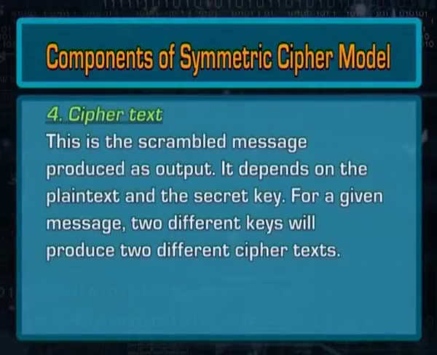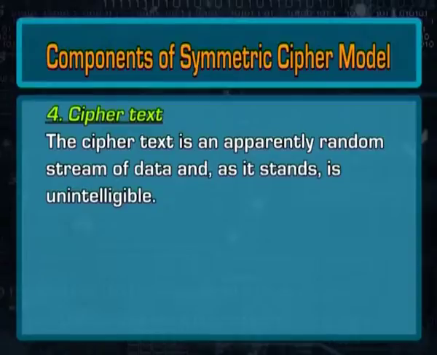The fourth one is cipher text. This is the scrambled message produced as output. It depends on the plain text and secret key. For a given message, two different keys will produce two different cipher texts. The cipher text is an apparently random stream of data and, as it stands, is unintelligible.